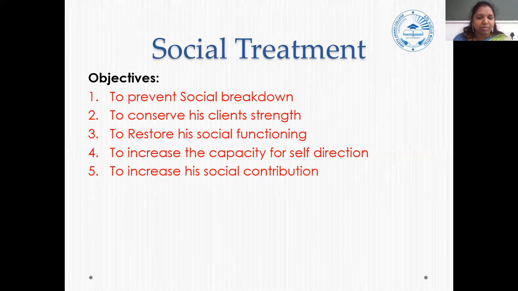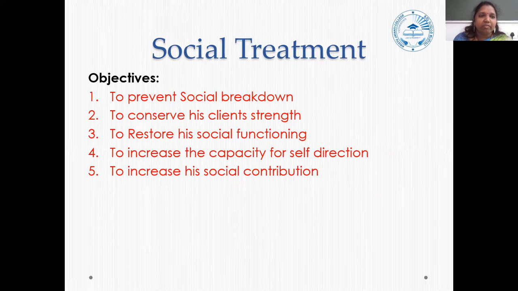Any individual who comes with a problem may have certain abilities, so the caseworker should understand the abilities or the strength of the client, which needs to be developed or enhanced in a wider manner where the problem can be sorted out. And the third important point is to restore the social functioning. So it is the caseworker's responsibility to help him to restore his social functioning.